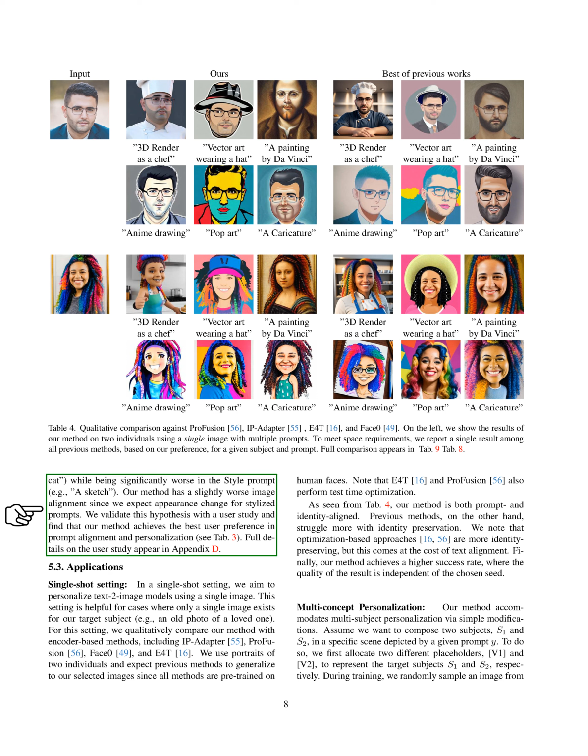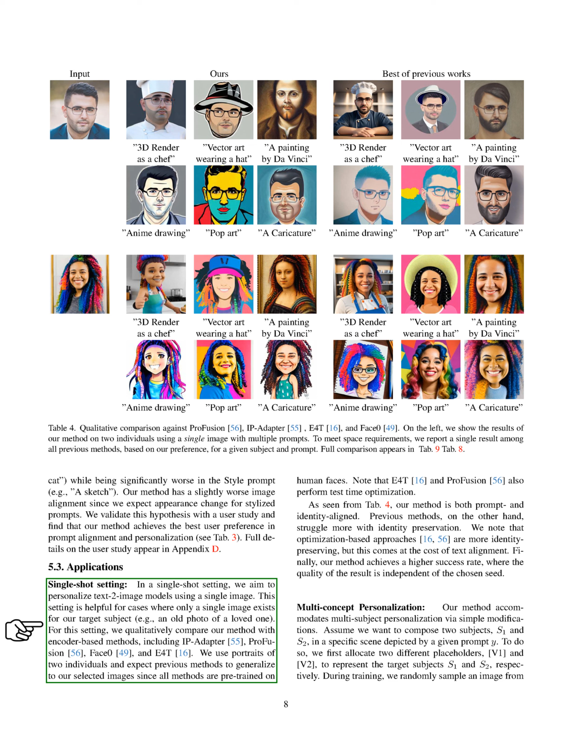Section. Single-shot setting. In the context of a single-shot setting, our goal is to tailor text to image models using just one image. This is particularly useful when we only have one image of the subject we're interested in, like an old photograph of a loved one. We've compared our approach with other methods that use encoders, such as IP adapter, among others. We used portraits of 2 individuals for this comparison, expecting that the other methods would be able to adapt to our chosen images, given that they've all been pre-trained on human faces.